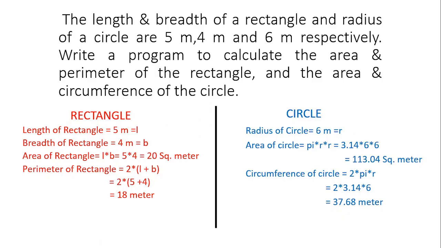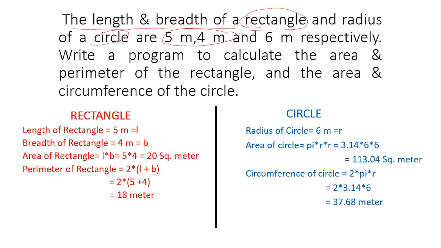Hello friends, today we will discuss the problem. In this problem we are given the length and breadth of a rectangle and the radius of a circle. Means we are given the length and the breadth of the rectangle. Length is 5 meter and breadth is 4 meter.